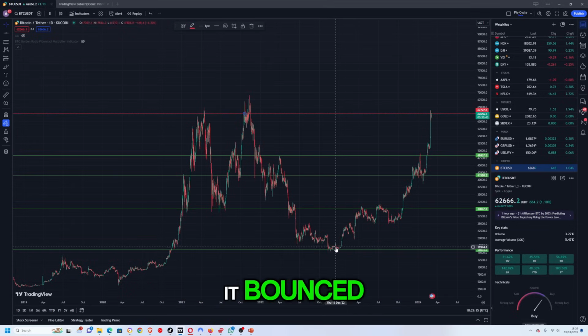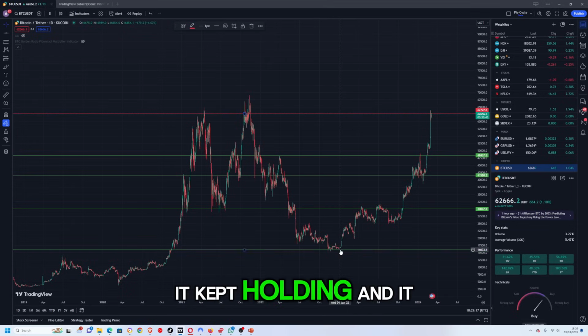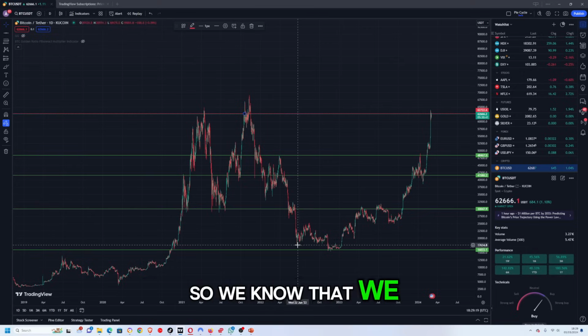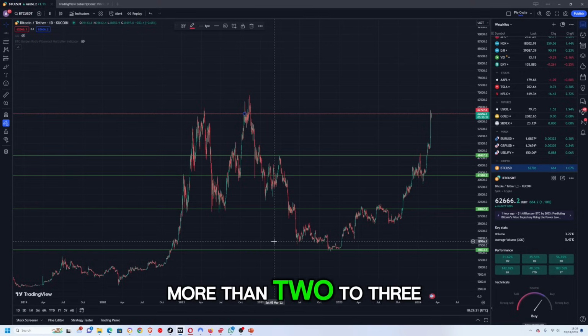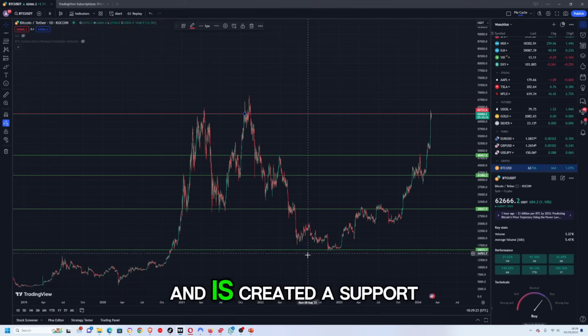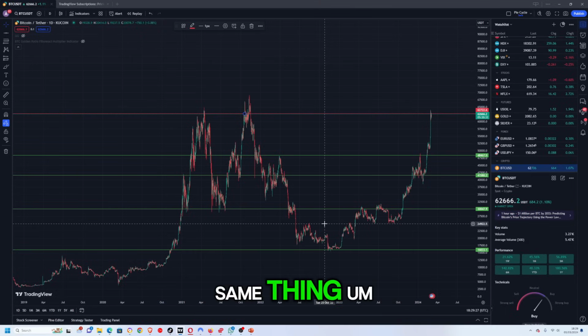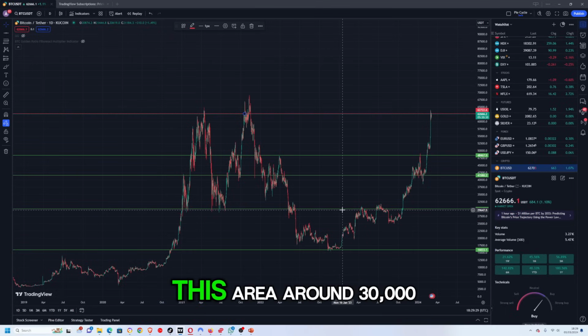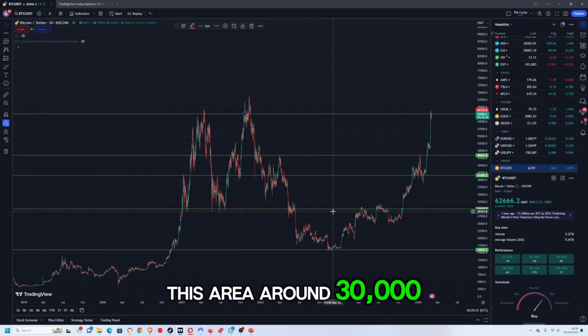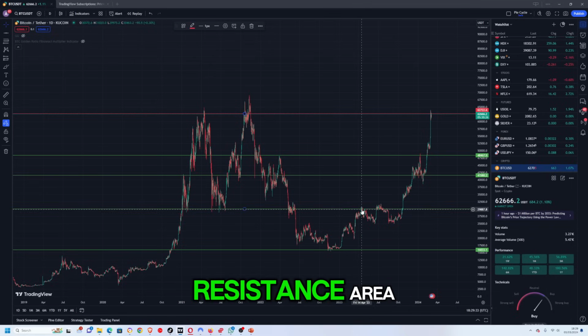It bounced. It kept bouncing. It kept holding and it bounced above. So we have confirmed that this had more than 2 to 3 touches and created a support area. Same thing, this area around 30,000. This would have been a resistance area.